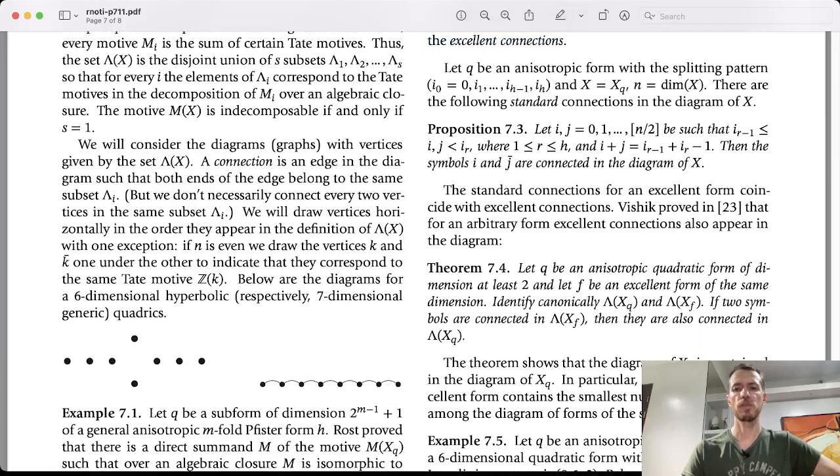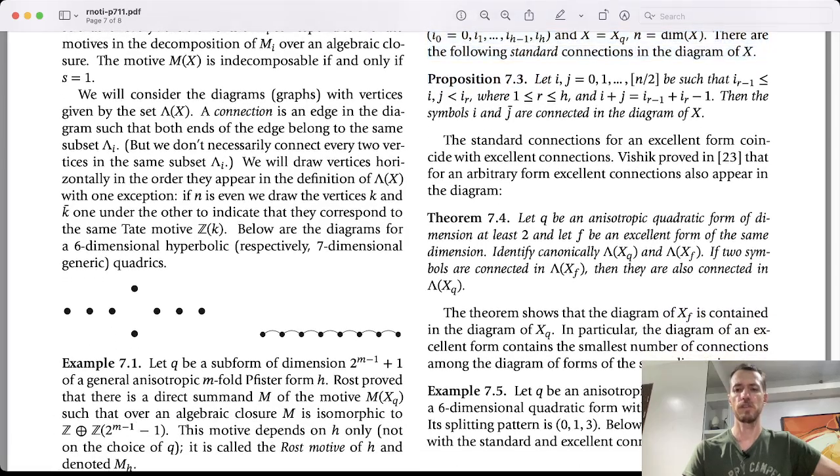Let Q be an anisotropic form with a splitting pattern i_0 = 0, i_1, ..., i_{h-1}, i_h, and X = X_Q, n = dimension of X. There are the following standard connections in the diagram of X. Proposition: let i, j be in 0, 1, ..., floor of n over 2 such that i_{r-1} ≤ i < j ≤ i_r, where 1 ≤ r ≤ h, and i + j = i_{r-1} + i_r - 1. Then the symbols i and j̄ are connected in the diagram of X. The standard connections for an excellent form coincide with excellent connections. Vishik proved, in reference 23, that for an arbitrary form, excellent connections also appear in the diagram.